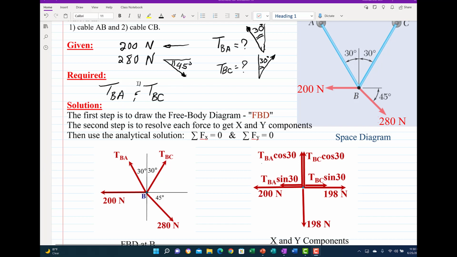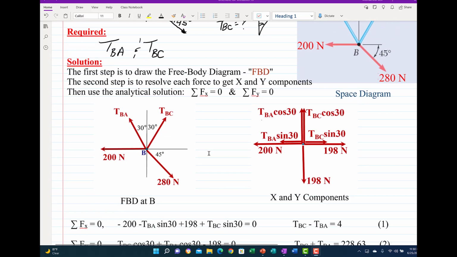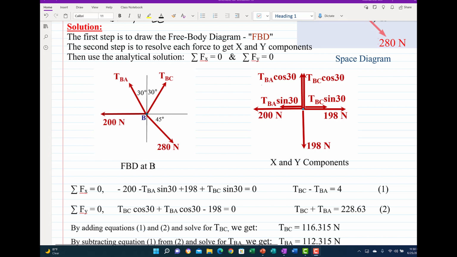To solve the problem, since we have four forces, we said that if you have more than three forces, the best way to do it is the analytical solution. Mainly, you have to create the components of each force, and then make sigma forces in X equal to 0, and sigma forces in Y equal to 0.